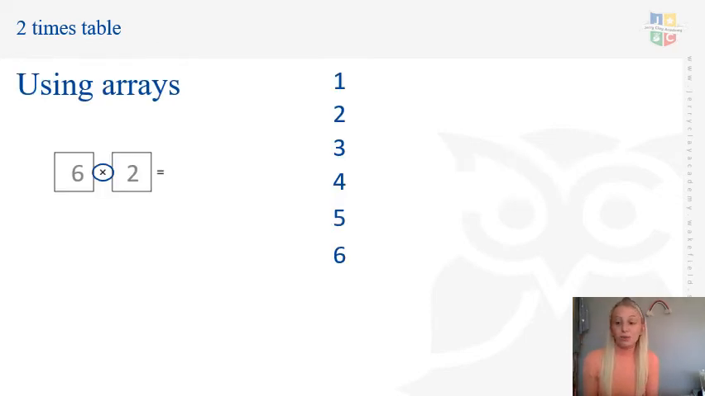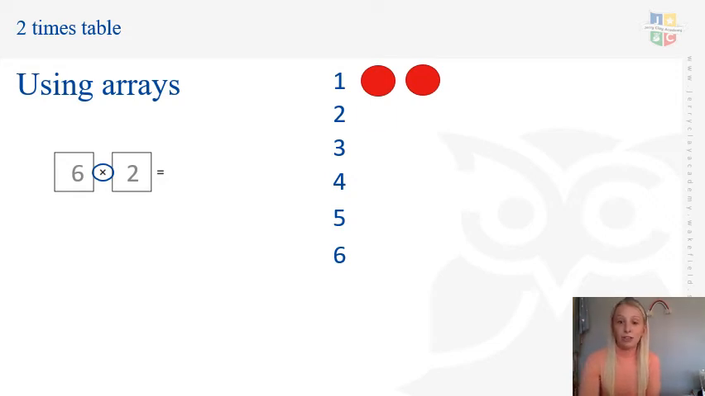Okay, so we can also use arrays to represent our times tables, and today we're looking at 2 times tables. So here I've got my times table, which is 6 times 2, and remember times means groups of. Now when I'm doing arrays, just like yesterday, I do them in lines of dots. So I've already got my 6 groups. So I've got 1, 2, 3, 4, 5, 6 groups, and by looking at my number sentence, 6 groups of 2, I can add 1, 2. So there's my first group, 1 group of 2.